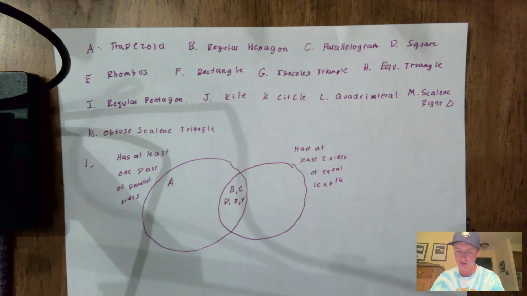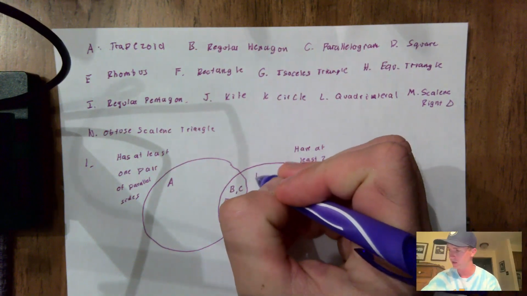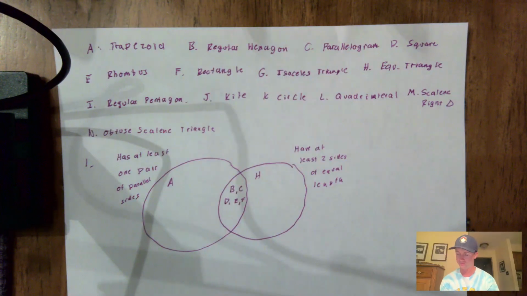The next one we're going to look at is an isosceles triangle. Isosceles triangles obviously don't have any pairs of parallel sides. Otherwise it would be a quadrilateral, if we thought about the ideas of them being parallel, so they all interconnect. The other part is that it has at least two sides of equal length. Since it's equilateral, all sides are equal. So we're going to put H on the right side only.